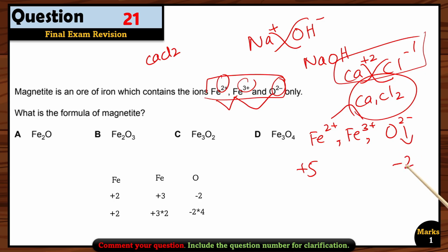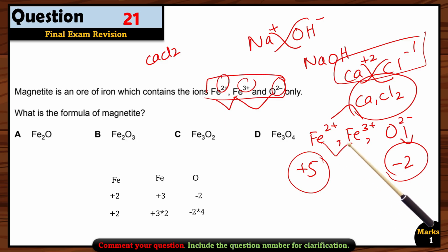So we have to balance this +5 against -2. We cannot make it +2, right? So we have to make it -5, but it is not possible because this is an odd number. We cannot change it. So what will be the right option to do? If you see over here, there are 2 different ions. They are not the same ions. You cannot say they are the same because they both are iron. No, they are 2 different ions. So now you have to treat them differently.